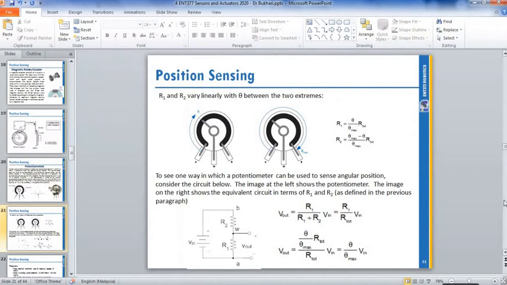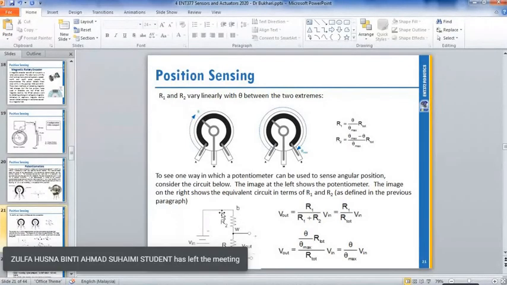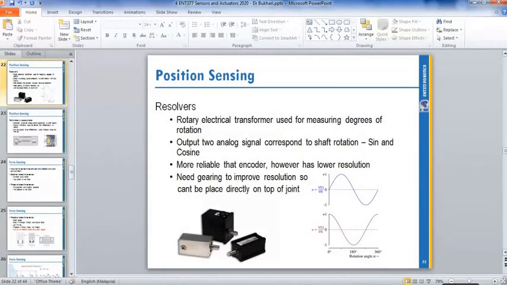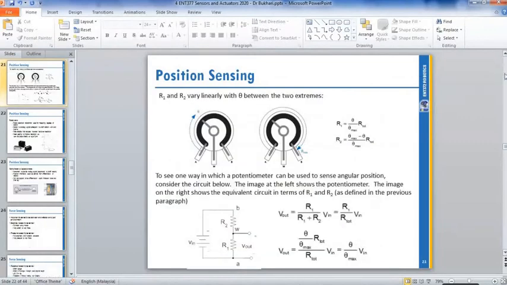The other formula that they normally use in sensors is the Wheatstone bridge. So this is the voltage divider, and the other one is the Wheatstone bridge. Later I will show you how to use it. And the other sensor, before this, is the potentiometer.